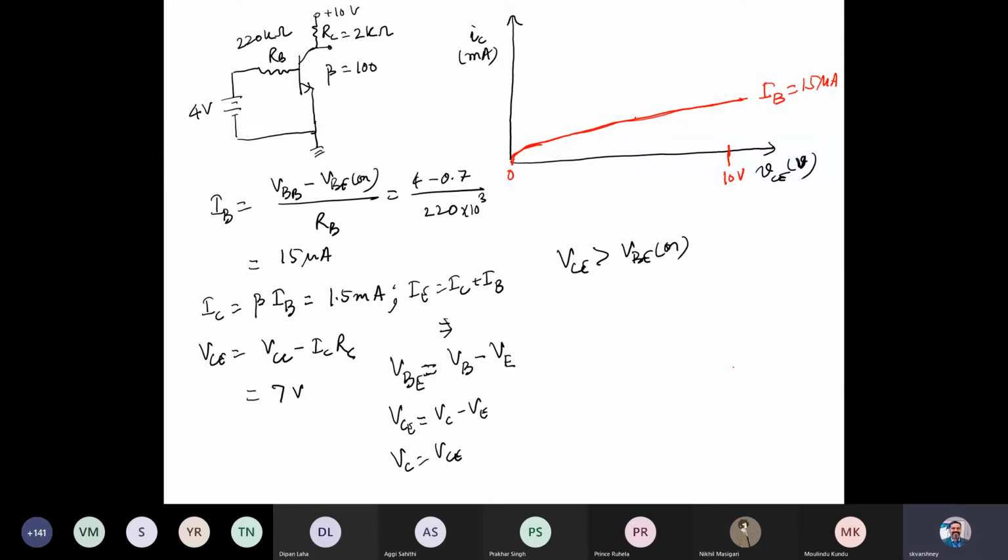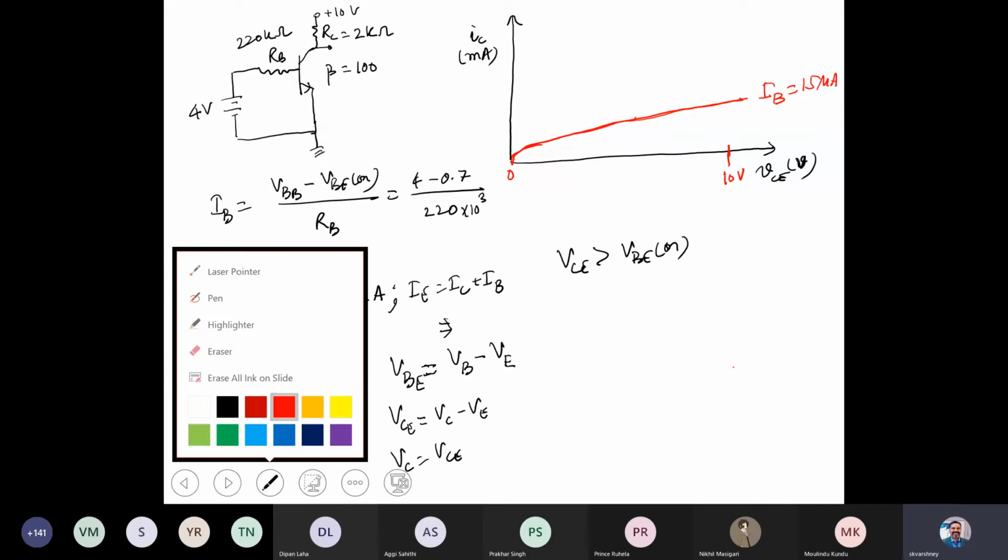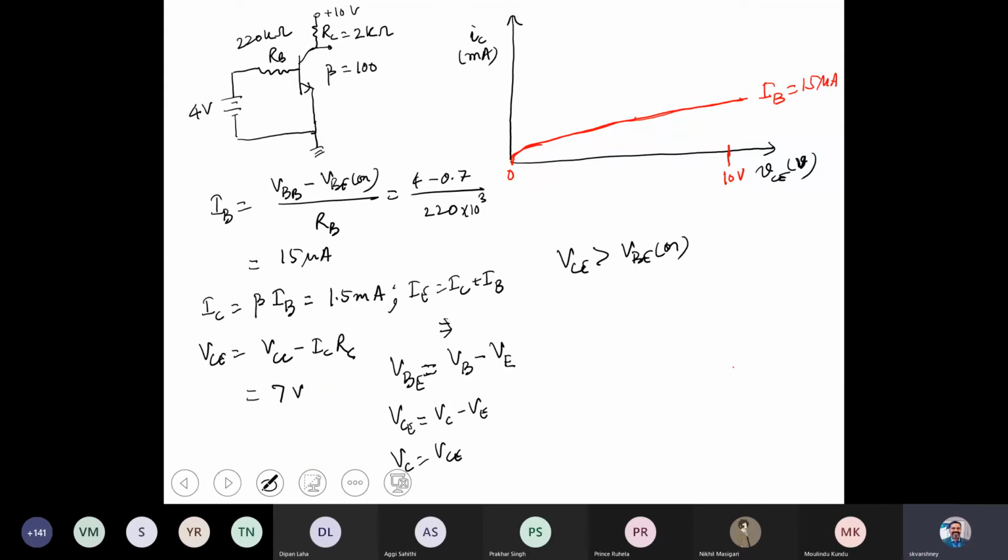If I draw a line here, this is somewhere here. What you see corresponds to a point, not the 7. The 7 will be the intersection of this point. This should be 10 volt actually. Okay, I made a mistake. So let's say I put 10 volt here, and this is the point corresponding to this.